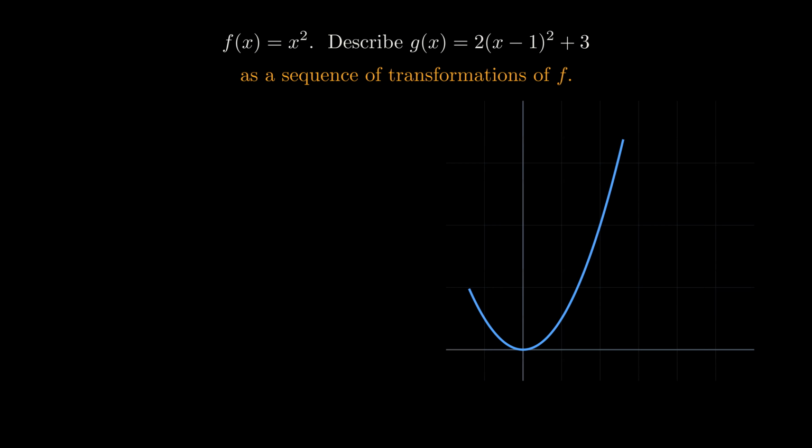The vertex form isn't just algebra. It's a recipe of transformations, sitting right there in the brackets. Read it from the x outwards. Inside the bracket, x minus 1. That's inside, so write 1.